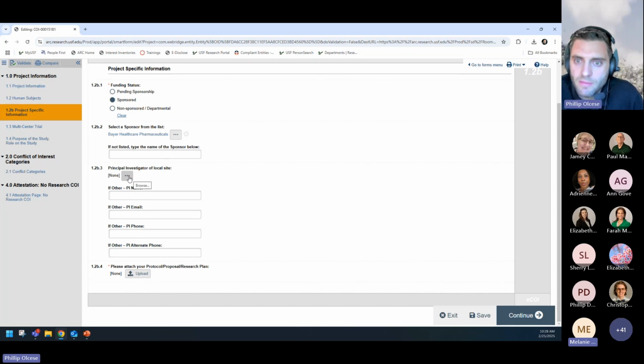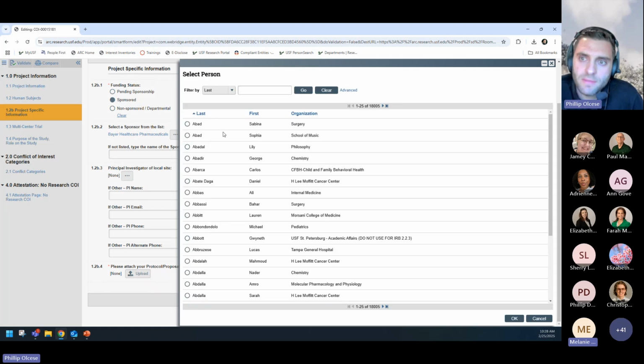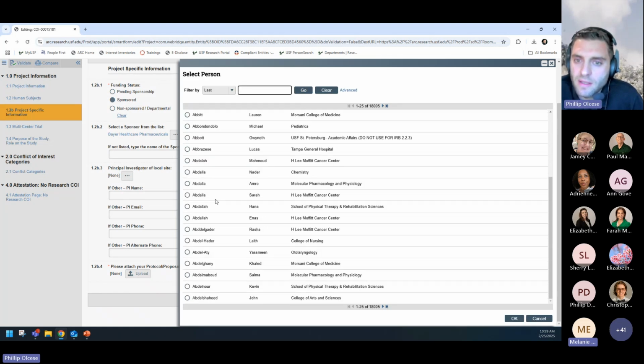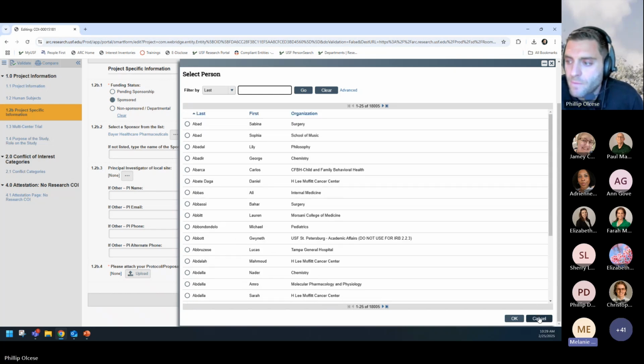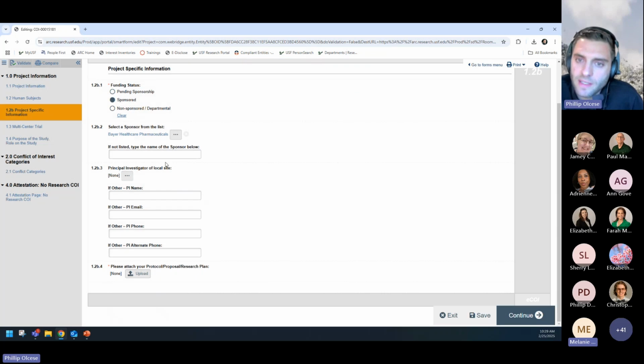So same here, the principal investigator of the local site. Sometimes the PI might not yet be in the system, so we can write them in. We will then ask them to create an ARC profile because we need to have them in the system if they are a PI on a disclosure. So it's not a requirement to fill this in. So I'm going to leave it blank. Only the ones with the red star are requirements. So we're going to leave this blank.